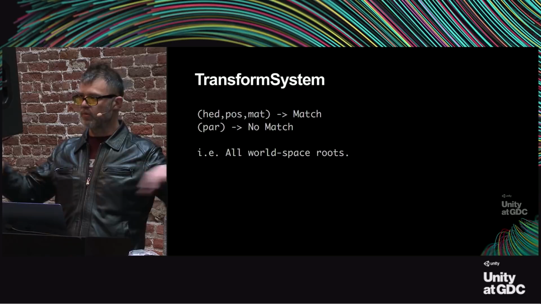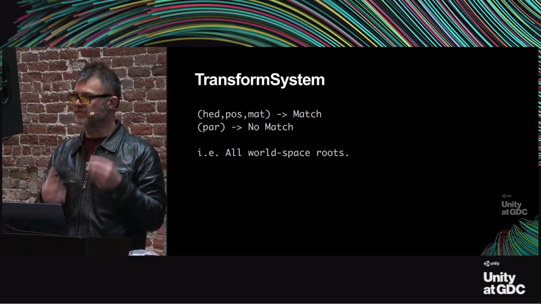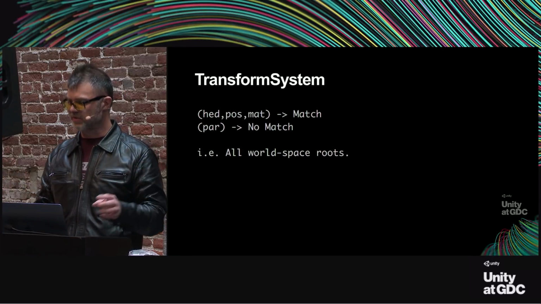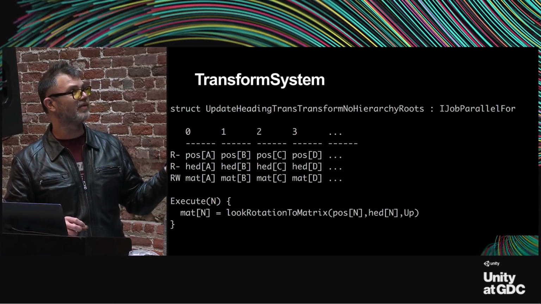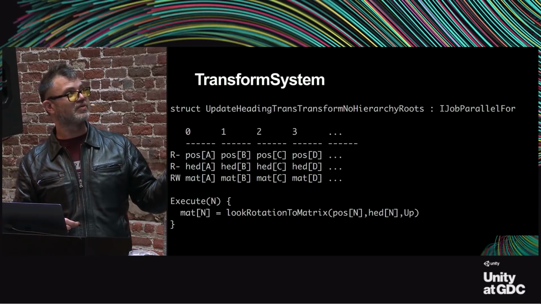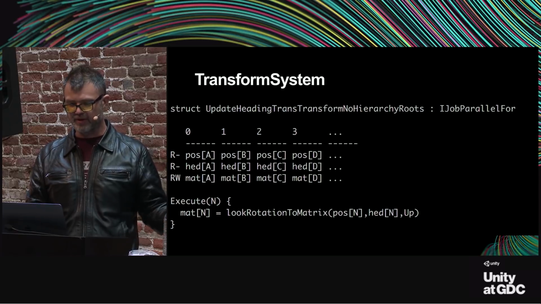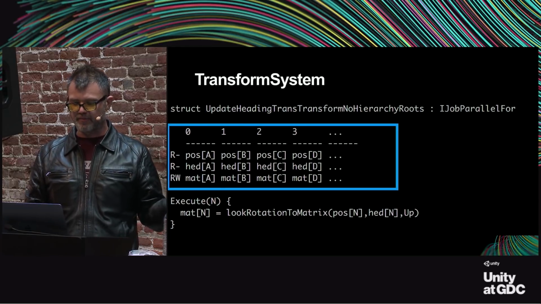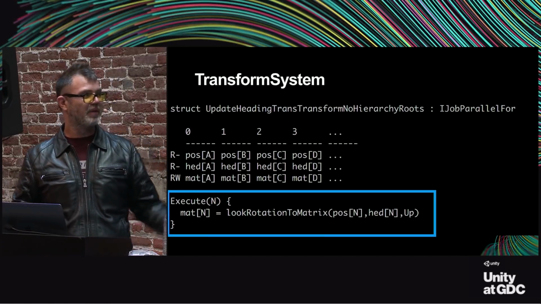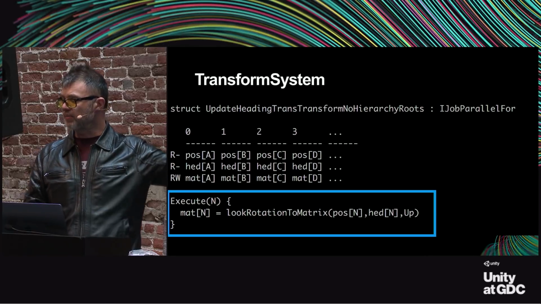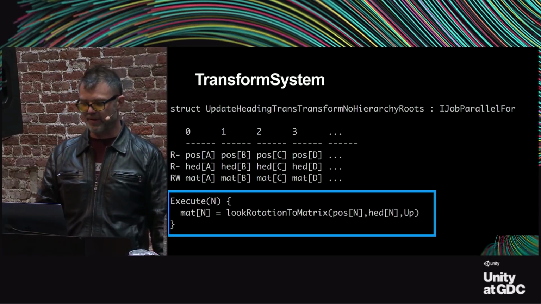In our particular case, there's no match for that. And that's because these are basically all world space routes running around the world, right? So you have a bunch of things in world space doing nothing. There's no hierarchy. So we can customize for the specific case of, I just have a bunch of stuff in world space. And in fact, we can customize for that particular transformation. So we have a job, update heading, transform no hierarchy routes. That specializes on that particular transformation. Given read-only positions, read-only headings, read-write matrices, it does the sort of naive thing that you would expect it to do. I have a position, I have a heading, I picked an arbitrary up, Y up, and stuff a matrix in there. So nothing at all special or magic about this transformation.